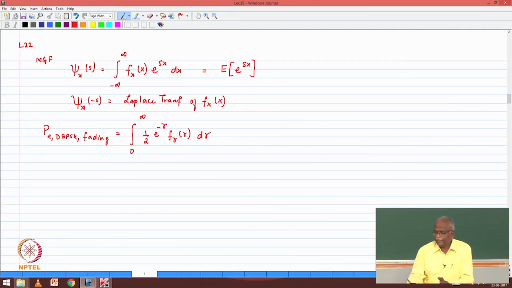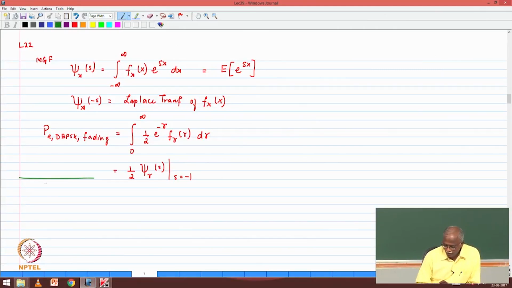That would be the case for any distribution of the SNR, and so all we need to do is obtain the moment generating function of that particular fading distribution, phi gamma of s, and replace it with s equal to -1. That will give us the expression.